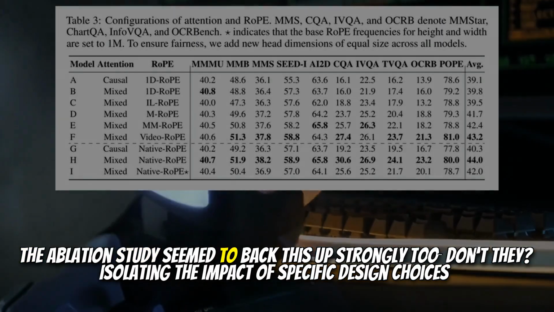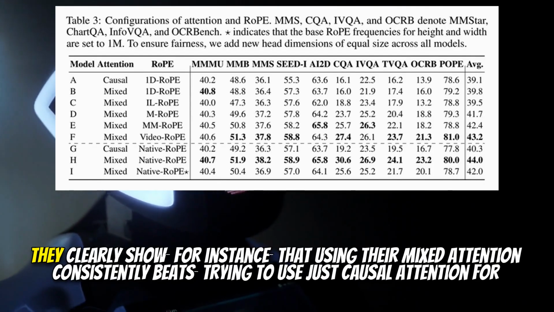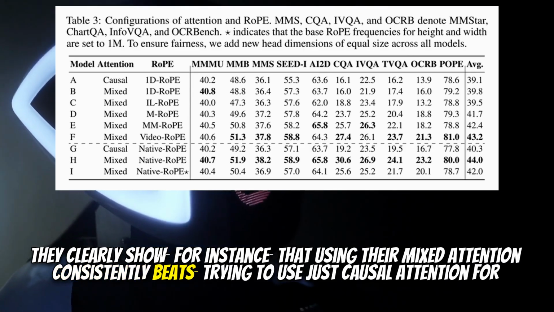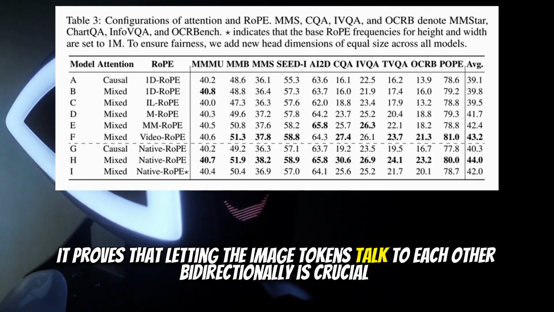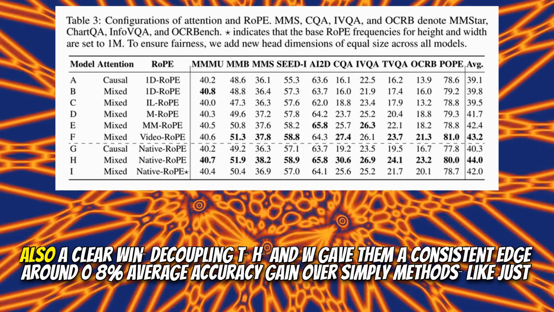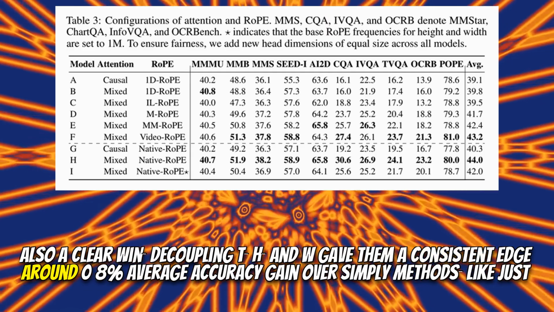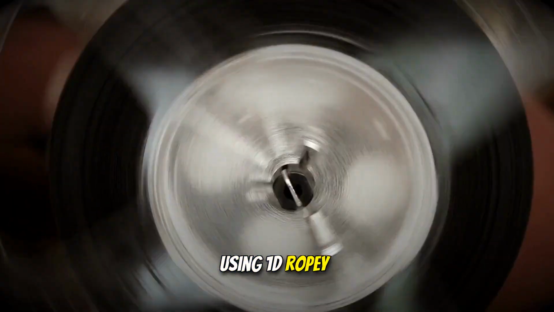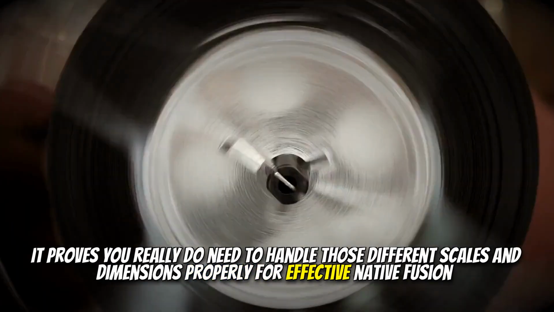The ablation studies seem to back this up strongly too, don't they? Isolating the impact of specific design choices. Absolutely. They clearly show, for instance, that using their mixed attention consistently beats trying to use just causal attention for everything. It proves that letting the image tokens talk to each other bidirectionally is crucial. And the positional encoding, native RoPE. Also a clear win. Decoupling T, H, and W gave them a consistent edge, around 0.8% average accuracy gain over simpler methods like just using 1D RoPE. It proves you really do need to handle those different scales and dimensions properly for effective native fusion.